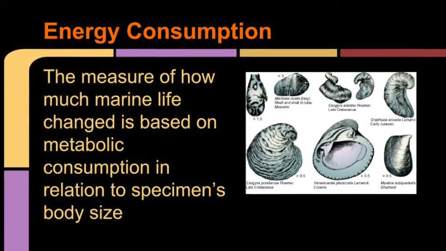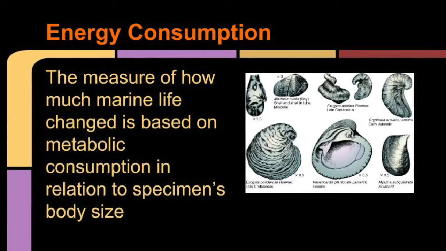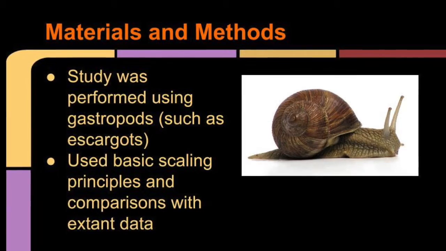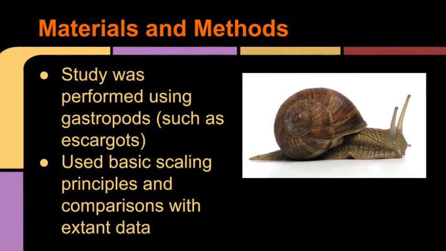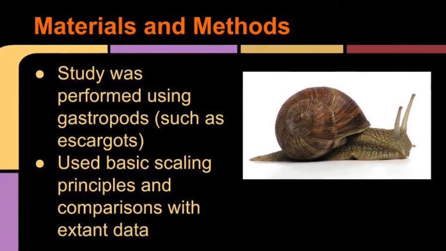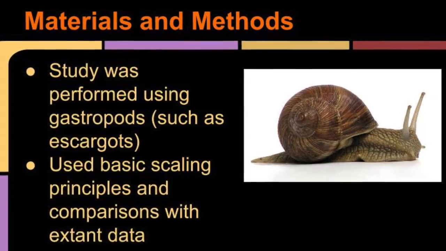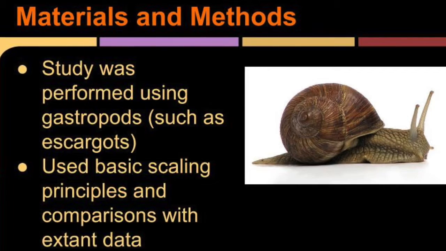Although gastropods were predominantly studied in this research, it is believed that other types of marine life experienced the same change. The study was based on gastropods of the time, namely escargots. In order to find this information from the past, researchers used basic scaling principles in order to find the information about gastropods. In addition to scaling, the researchers used extant data to understand more about the gastropods of the past.